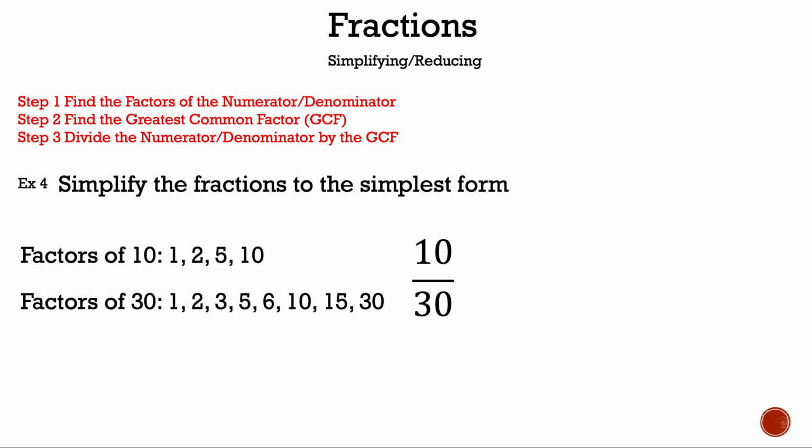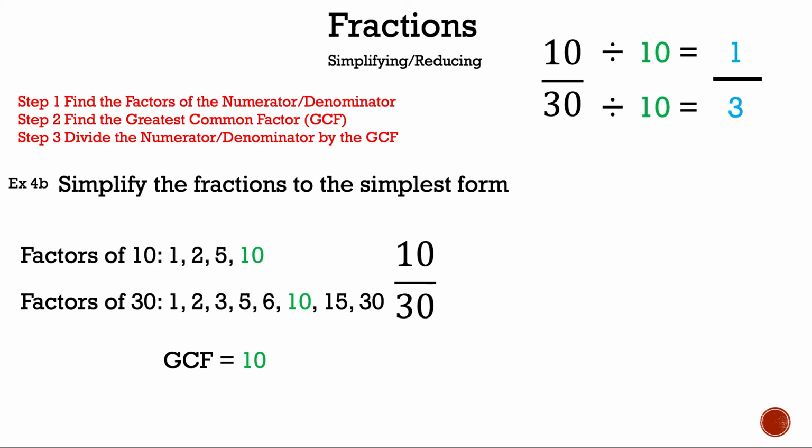Now we found all the factors of 10 and 30, and now we can find the GCF, which in this case is 10. Okay, so now we divide 10 divided by 10, which is 1, 30 divided by 10, which is 3, and my final answer is 1/3. So 10 over 30 is simplified to 1 over 3.